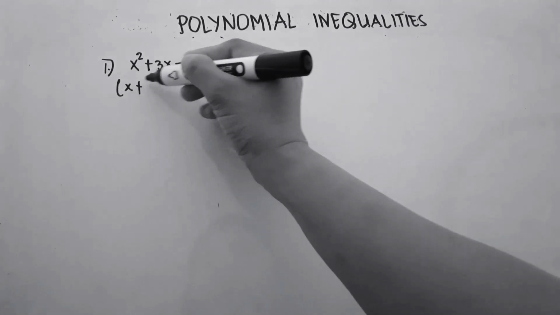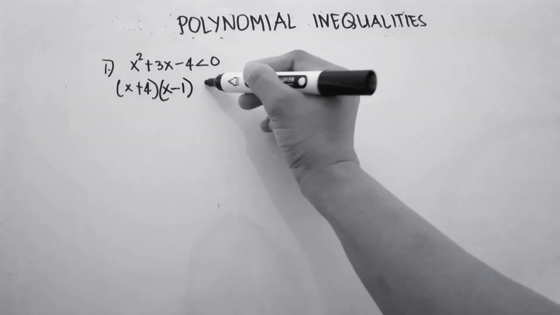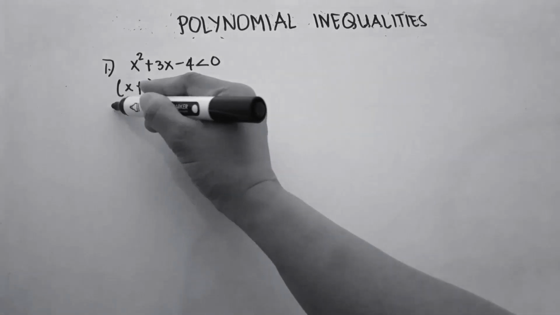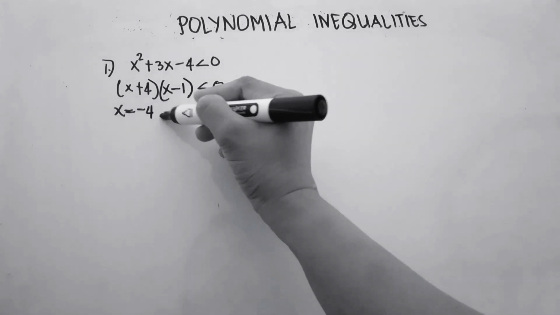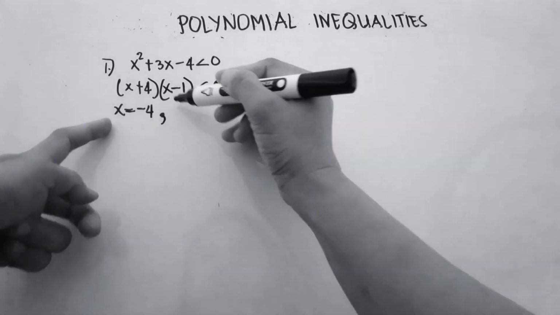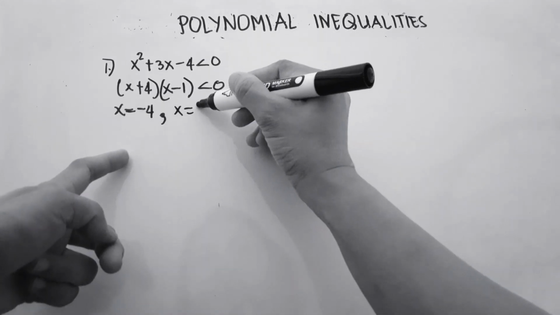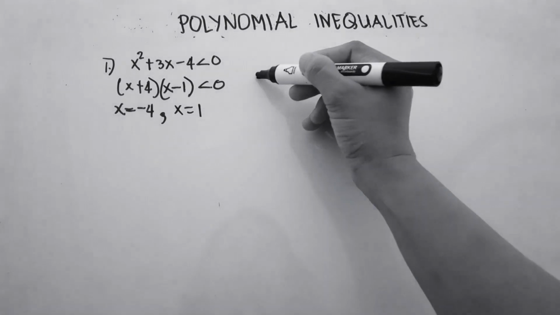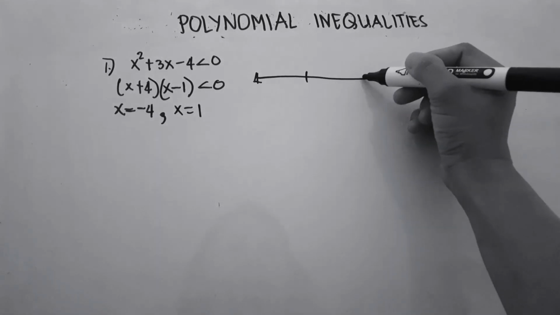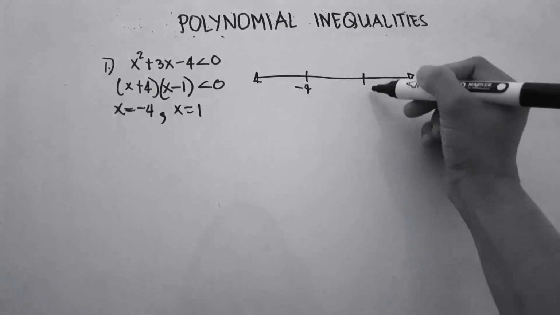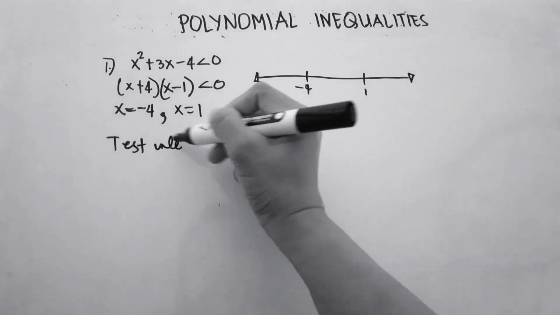So we have (x + 4)(x - 1) equal to 0. The value of x from this factor is negative 4, and from this other factor we have positive 1. We can use the number line here, and we need to test each interval.